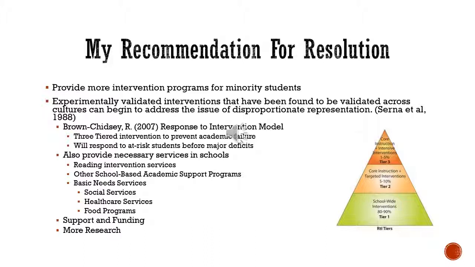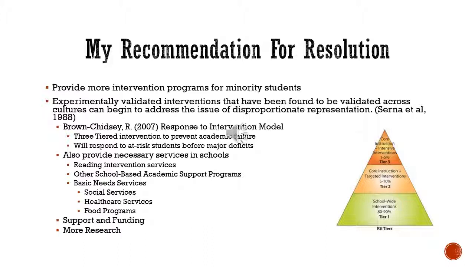We can use the response to intervention model, which was mentioned in Brown-Chisty 2007, as the figure to the right displays. This is a three-tiered intervention to prevent academic failure. The three tiers are primary, or prevention for at-risk students, secondary, and tertiary. This is following the public health response to care model. This model ensures that educators will respond to at-risk students before major deficits occur. As we all know, major deficits in academic progress result in a high risk for dropouts later on.